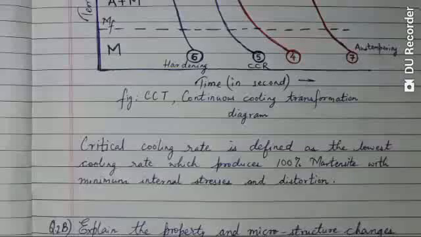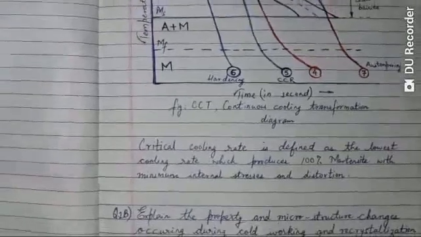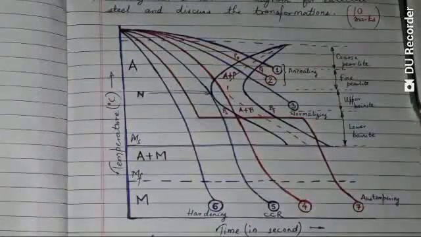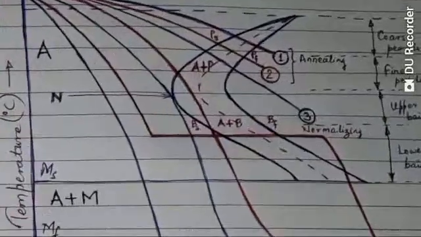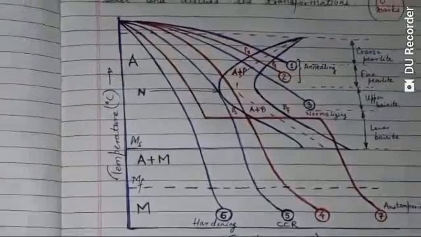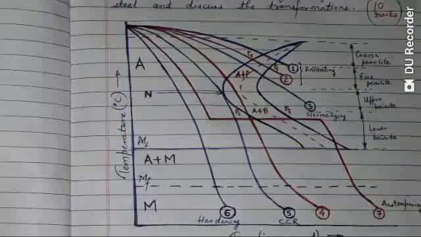So critical cooling rate, that is CCR, is defined as the lowest cooling rate which produces 100% martensite with minimum internal stress and distortion. So here, as you can see the curve, on the x-axis it is time in seconds and on the y-axis it is temperature. Depending on the rate of cooling, different types of grain structure can be formed. When we talk about this curve, which is having a nose, it is the main part of the figure, and then depending on the different rate of cooling, you have annealing, as you can see, number 1 and 2.